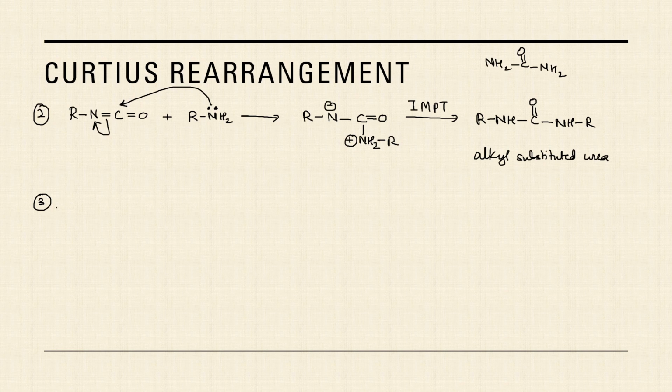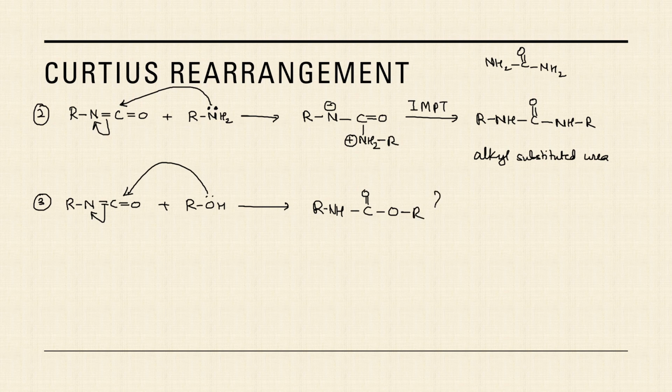Third, if you take R N double bond C double bond O and you react it with an alcohol, I'm skipping the IMPT part, I'm directly writing the product. You will get RNH C double bond O O R. This is known as a carbamate. Okay. This is known as a carbamate.